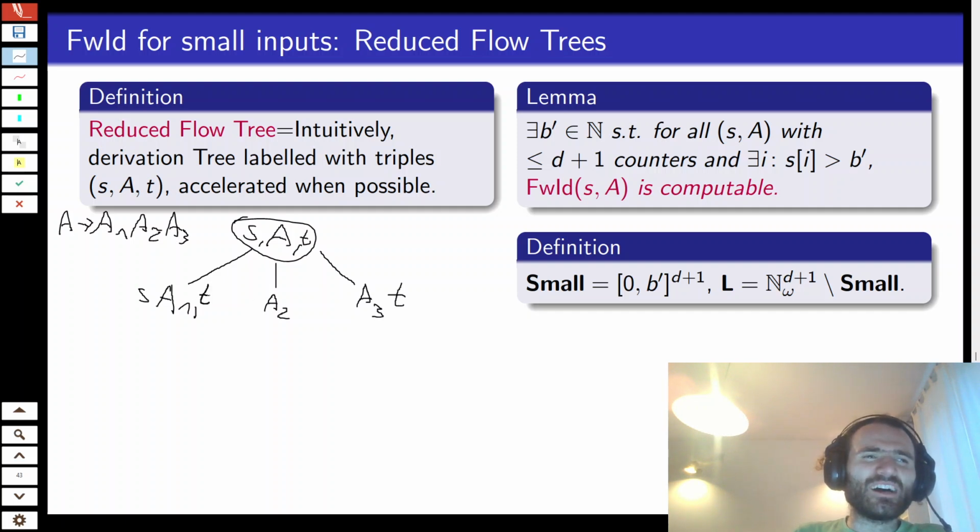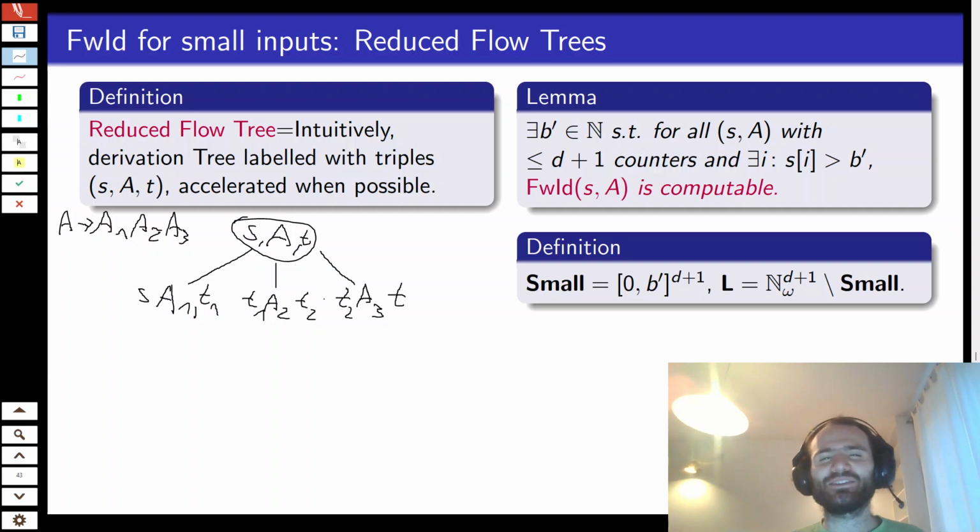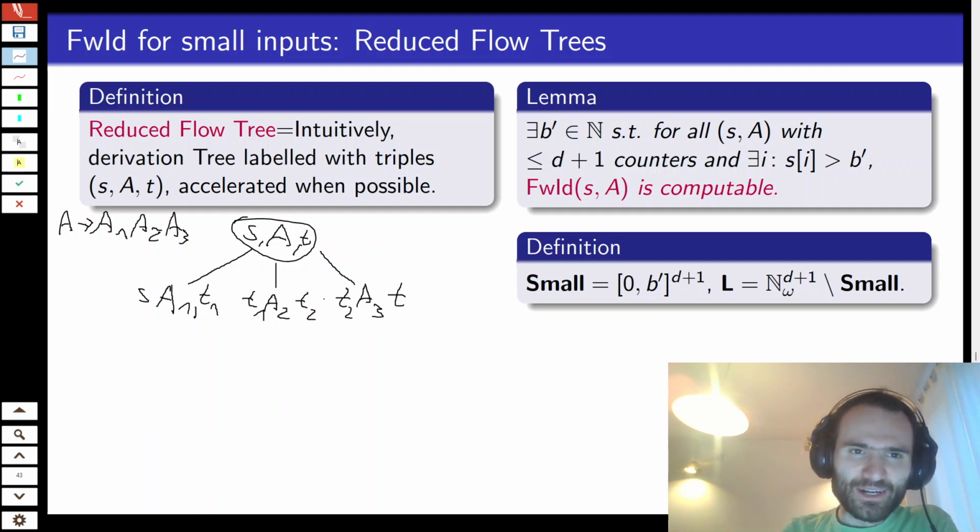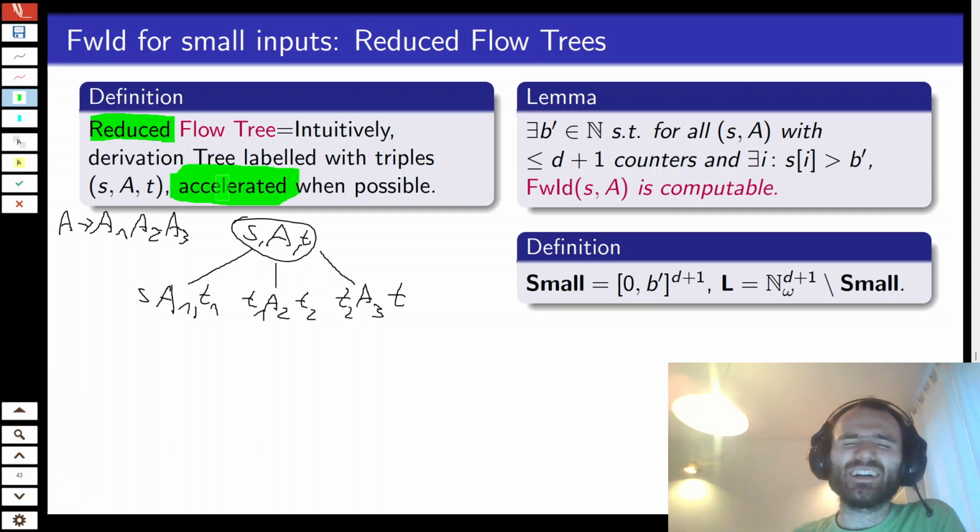Here is going to be some T1. Here is going to be the same T1 because these have to match. Here is going to be T2 and here is going to be T2. And I already wrote S and T at the start because again those have to match. So we're going to define such trees. And we're going to call them flow trees, or well, reduced flow trees, because we're actually going to try to insert omegas whenever possible.